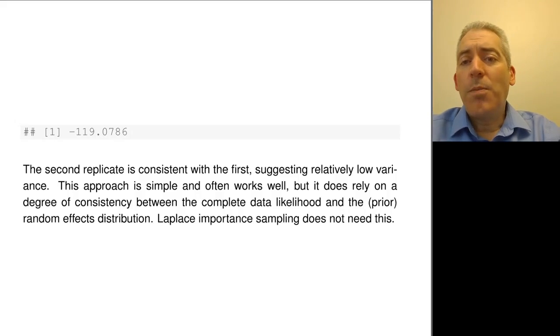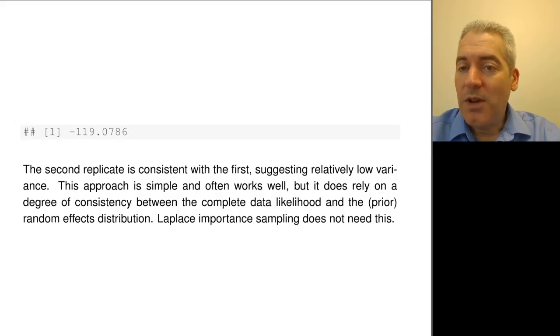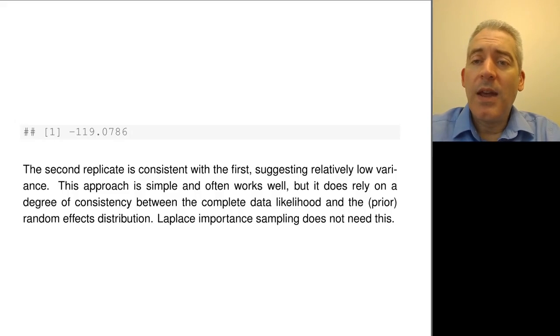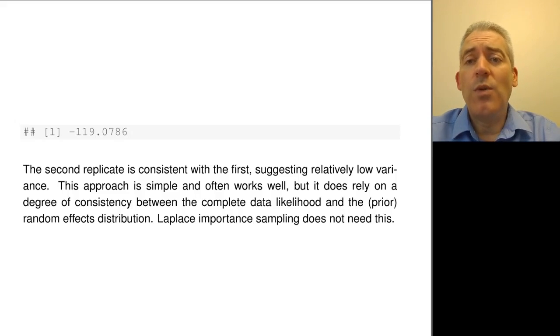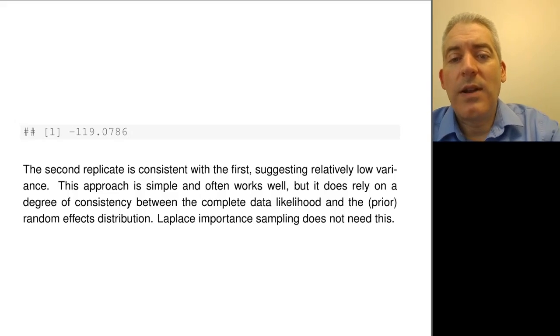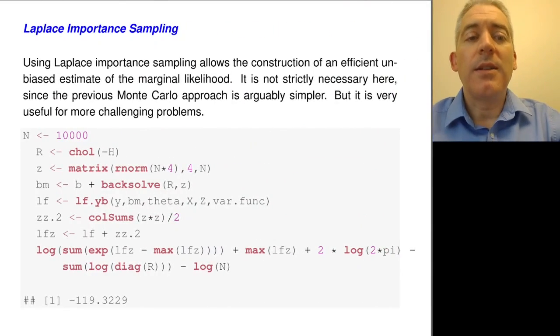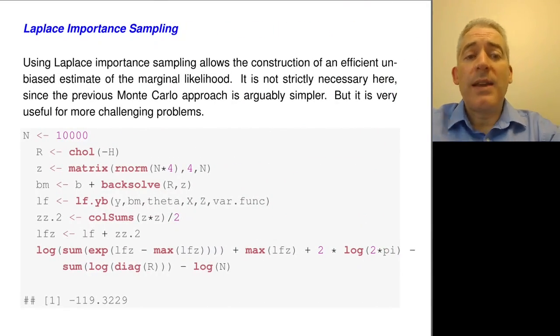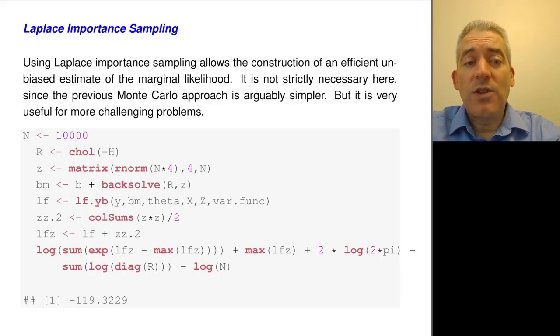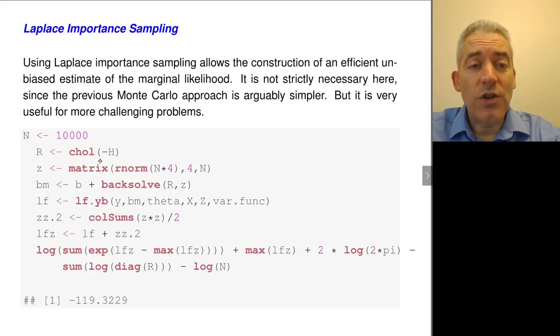But the whole point of Laplace importance sampling is that it doesn't have this problem, because you're specifically using an importance distribution that is consistent with your integrand. So that's the idea behind Laplace importance sampling. And again, we've done all of the theory, so it's just a matter of turning it into code. The obvious gotcha here is that you've got to flip the sign of your Hessian to make it positive definite before you do the Cholesky decomposition.